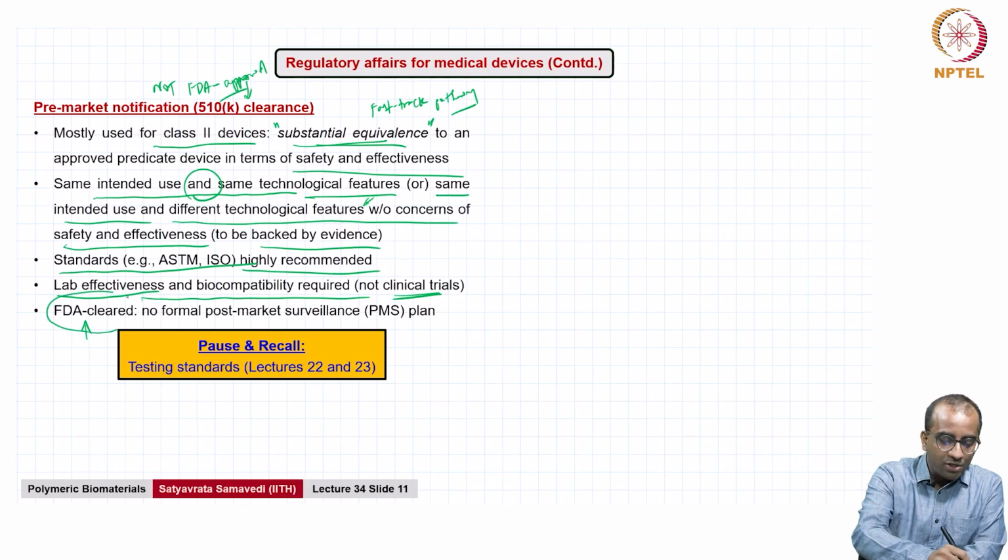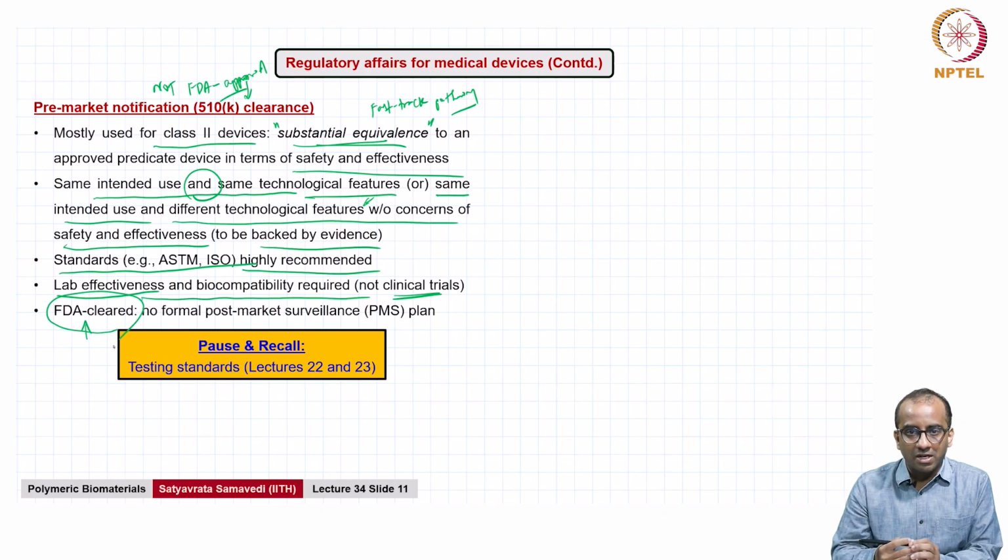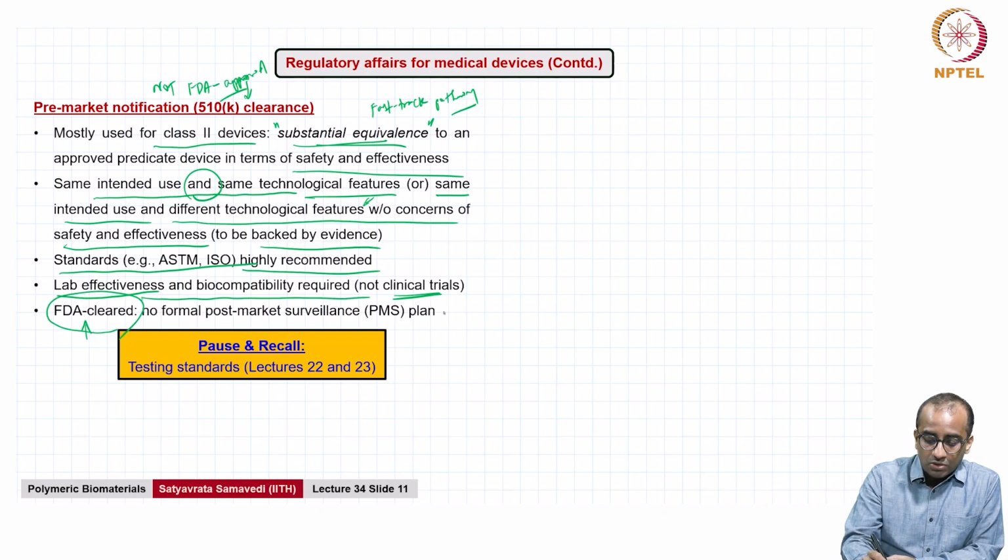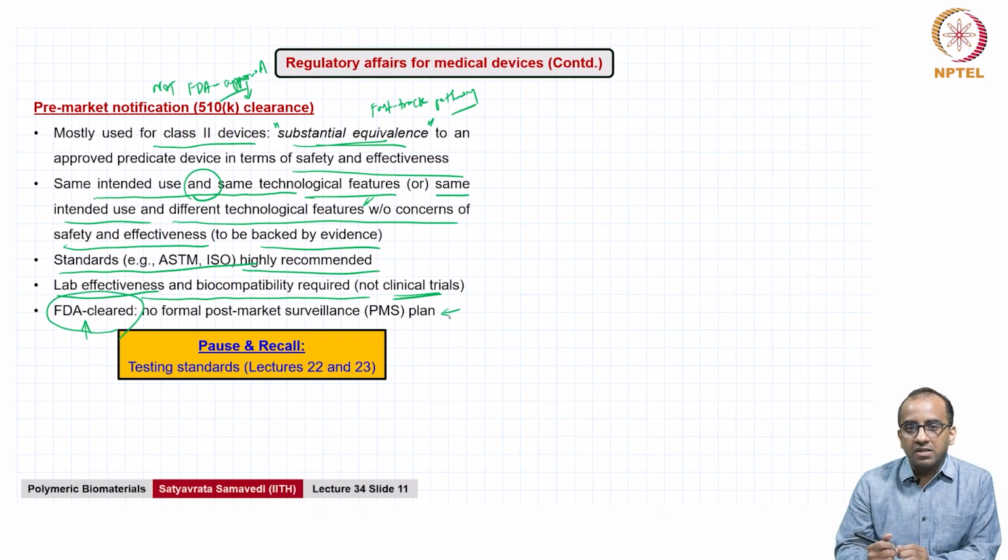FDA cleared can still be used commercially. Manufacturers can deploy it commercially, clinicians can use it commercially, except that the technical word, it turns out, is not FDA approved, it's FDA cleared. And this typically does not mandate a formal post-market surveillance plan for the device.